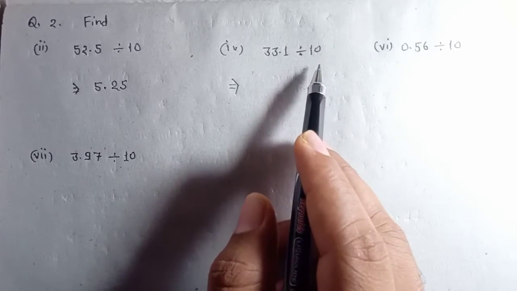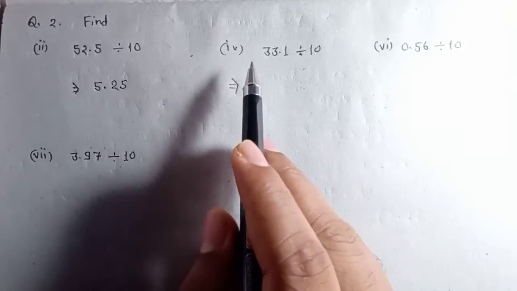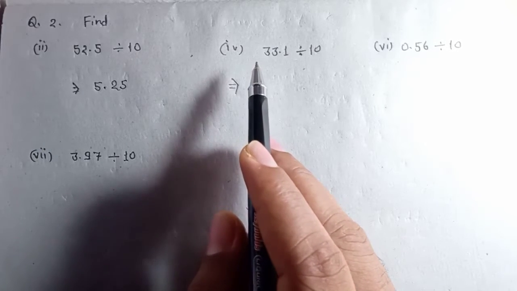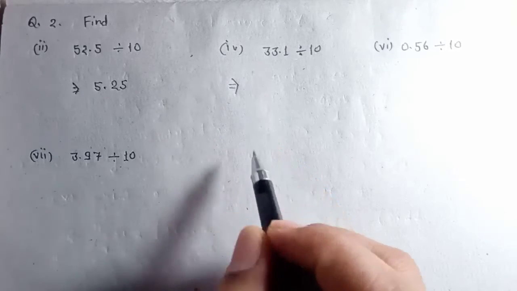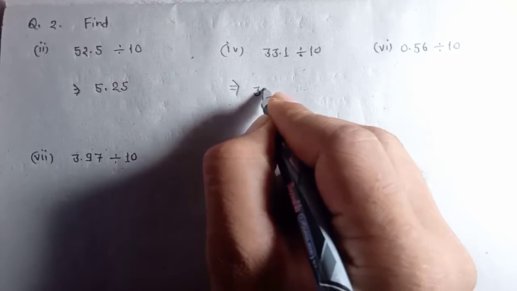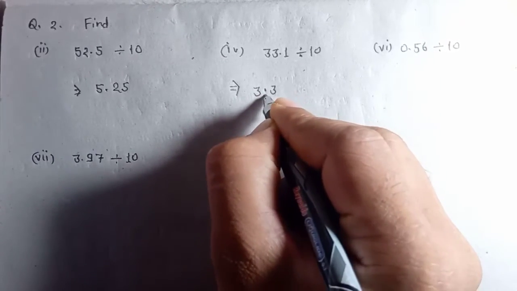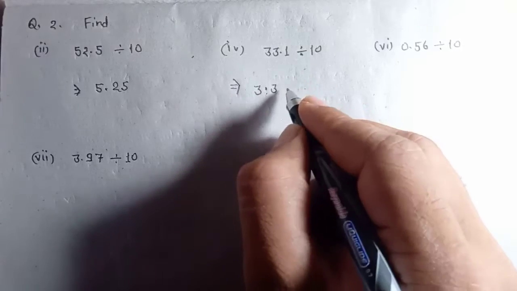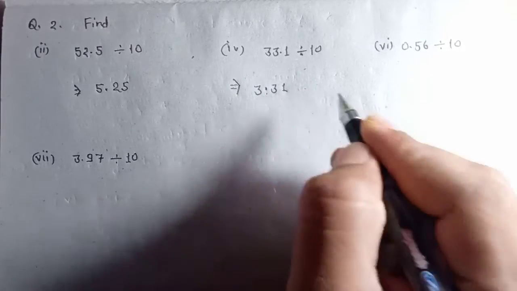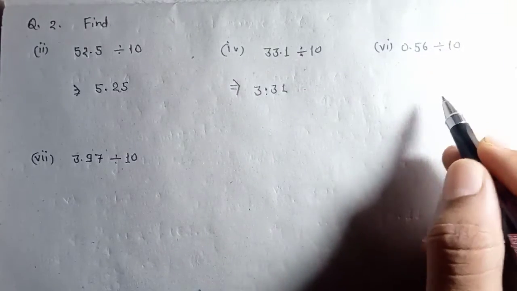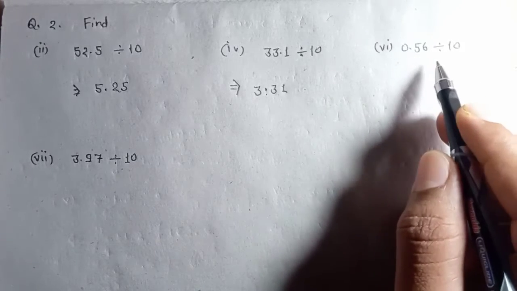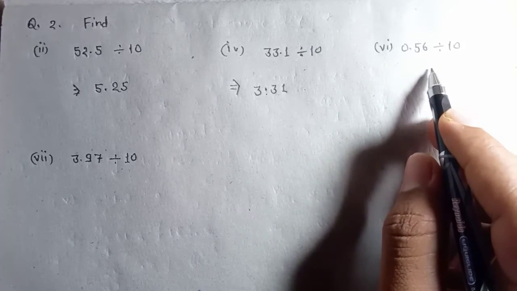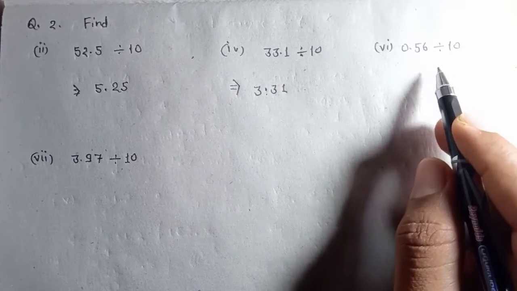And when you divide this 33.1 by 10, what do you get? Here again there is one 0 after 1, so displace this decimal point to the left hand side by one digit, then you will get 3.31. This point must be here. This is just by mistake.